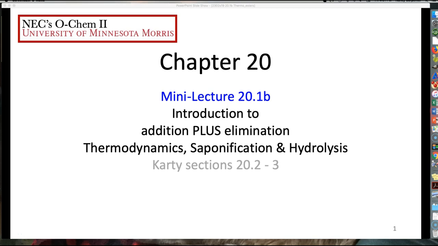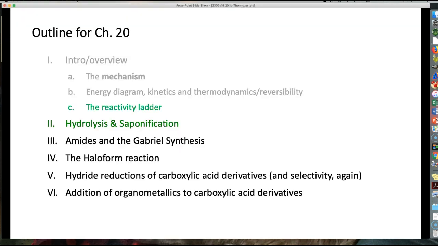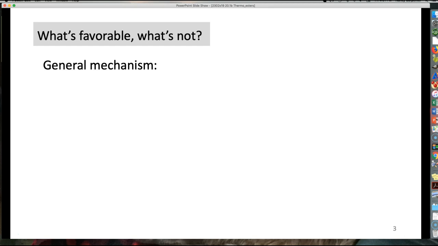Alright, in this mini lecture we're going to pick up from where we left off in the previous mini lecture, diving into a little bit more detail on the thermodynamics of this chapter, and then getting into our first quote-unquote real reaction. So thermodynamics is really answering the question of what's favorable and what's not.